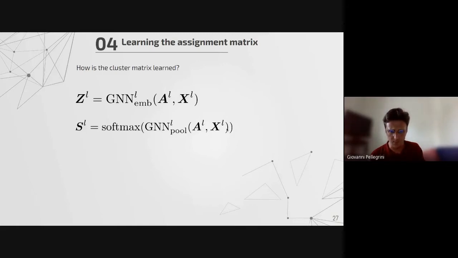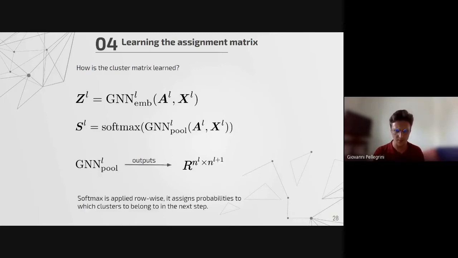So basically, for the cluster assignment, we have this GNN pool, which, like GNN embedding, takes in input the adjacency matrix and the node feature matrix. But as the last step, we're going to perform a softmax element-wise. So what does this softmax do? The output of GNN pool is going to be a matrix of basically the same shape as S.